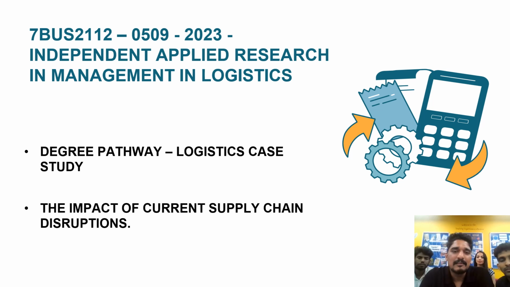We'll be discussing a critical issue that is impacting industries and economies worldwide. That is the current disruption in global supply chains. The title of our presentation is The Impact of Current Supply Chain Disruptions on Food Supplies, Global Conflict Zones, and Boeing's Operational Challenges. This topic is particularly relevant today as supply chain disruptions continue to challenge businesses across the globe.